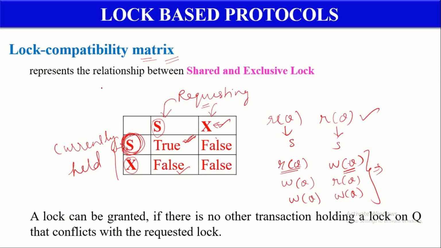So the lock compatibility matrix is implemented by the concurrency control manager in order to check whether the request for a lock is compatible with the existing locks or not. If there is no conflict, then it will be granted. A lock can be granted if there is no other transaction holding a lock on the data item that conflicts with the requested lock.